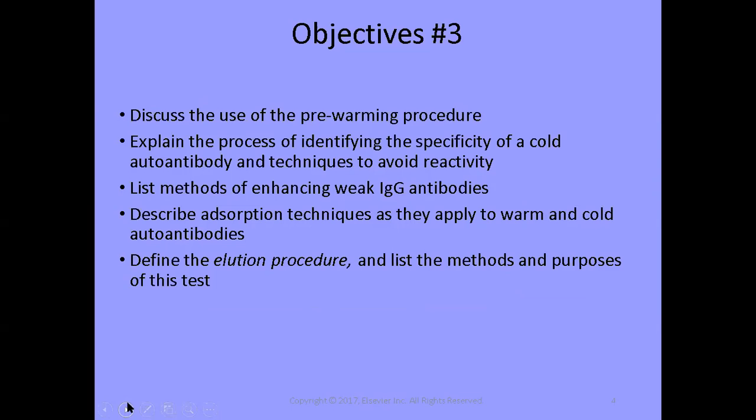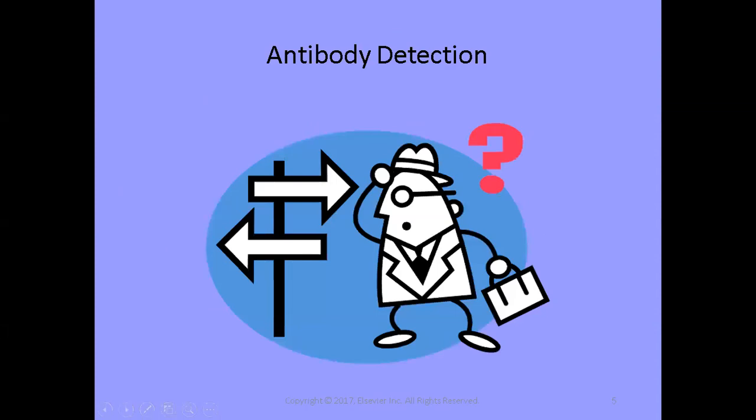We will also discuss the use of the pre-warming procedure, explain the process of identifying the specificity of a cold autoantibody and techniques to avoid reactivity, list methods of enhancing weak IgG antibodies, describe adsorption techniques as they apply to warm and cold autoantibodies, define the elution procedure, and list the methods and purposes of this test. Quite a bit. So here we go. We see our little cartoon character scratching his head.